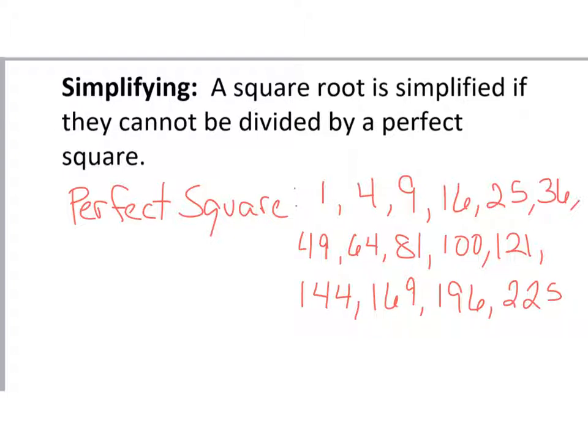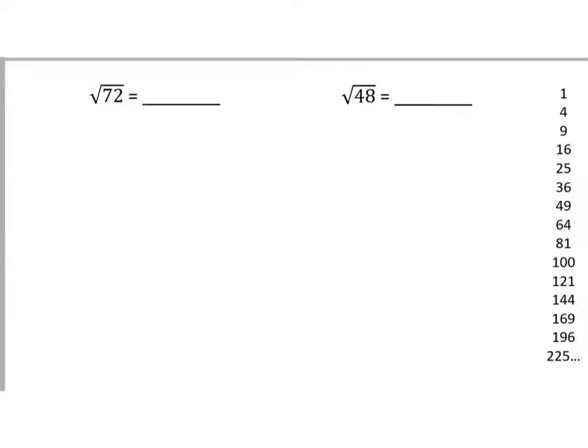We don't know. What is the calculator? 256. What would come next? 289. 17 times 17. So you could keep going forever and ever. I probably won't give you anything that would be bigger than any of these. Okay? So a square root is simplified if it cannot be divided by any of these numbers.